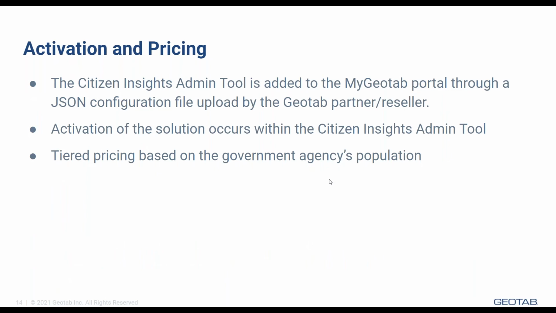The way it works, the Citizen Insights admin tool that Mara showed is an add-in into MyGeotab, which is added by your Geotab partner reseller as a configuration file that just gets uploaded. The activation of the solution occurs once you go through the actual setup for the first time. The pricing is tiered based on agency population. There are five different bands of population, and the pricing can be referenced by your Geotab partner and reseller.